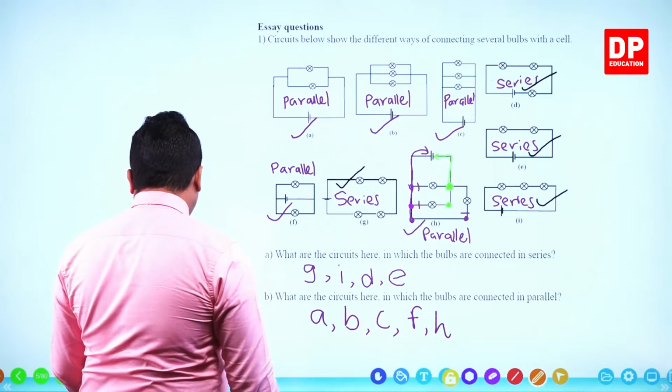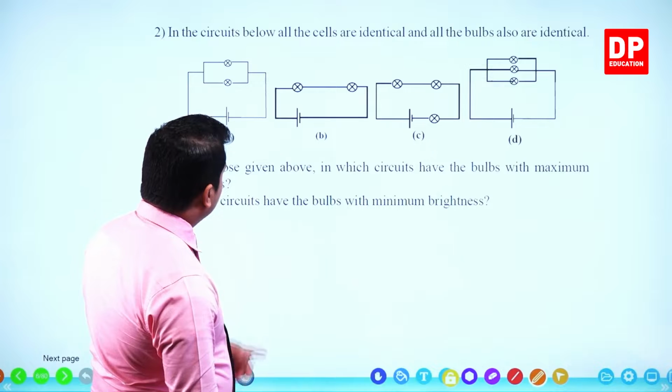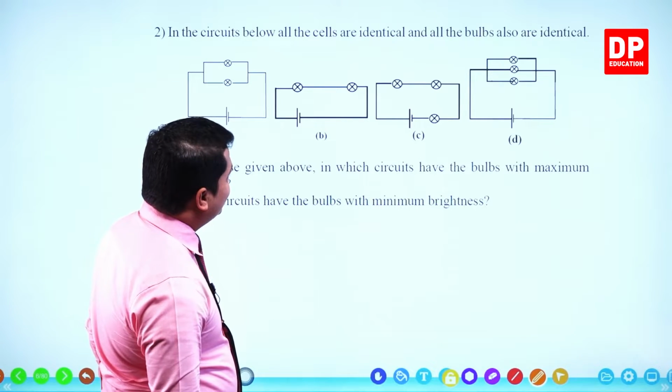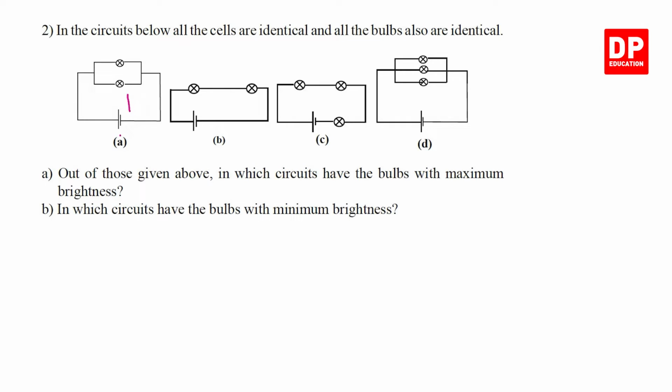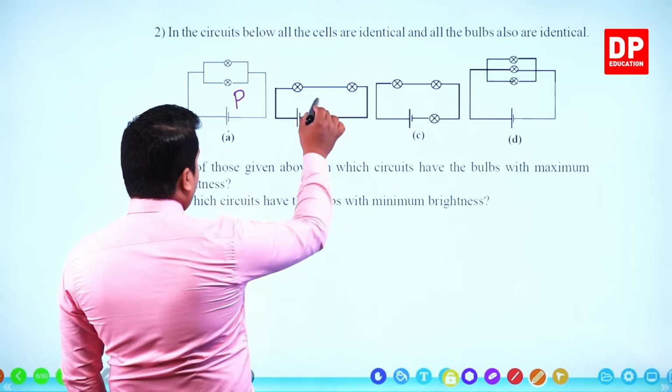Right, so let's move on with the other question. In the circuits below, all the cells are identical and all the bulbs are also identical. Each of the figures has one cell. So this is a parallel connection. If it is a parallel connection, it's going to show a good brightness as the voltage is entirely passing through both the bulbs. So this is a series connection.